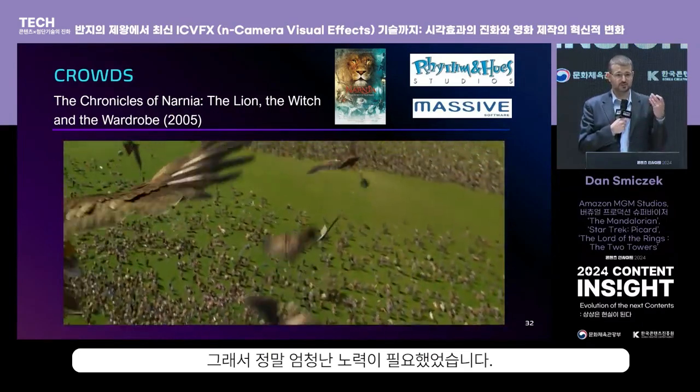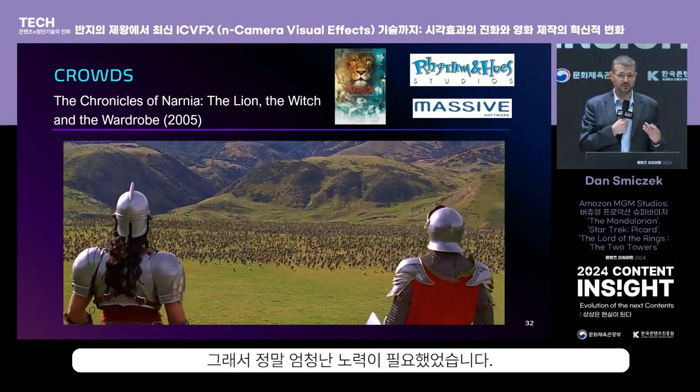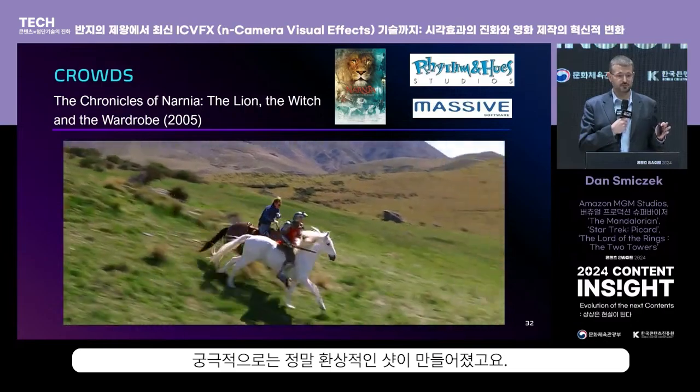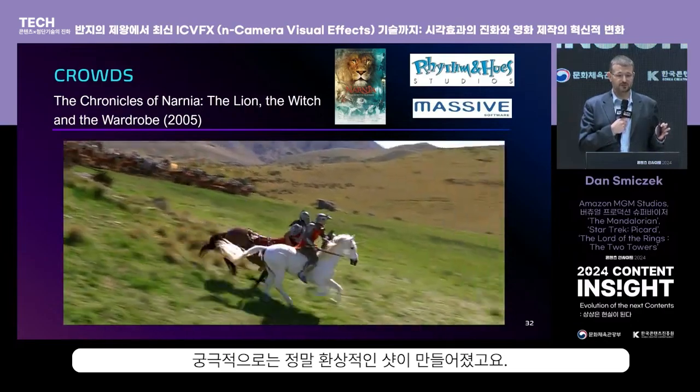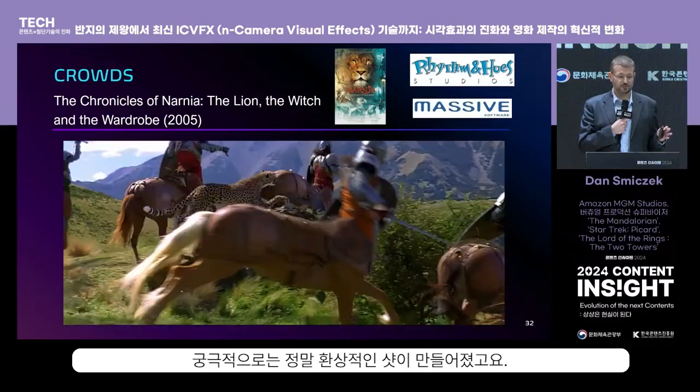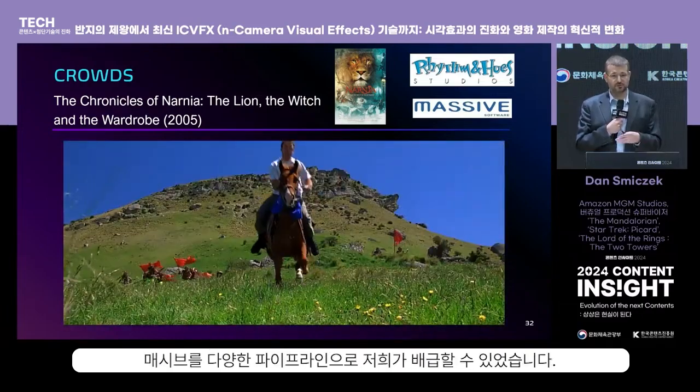So, two different sets of motion capture and how to get that to work together. It was a huge endeavor, many years in the making, but it turned out fantastic. And it kind of showed how to bring Massive into a different pipeline.